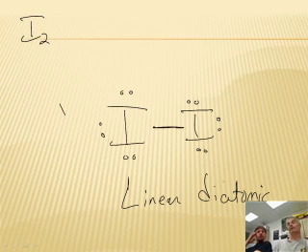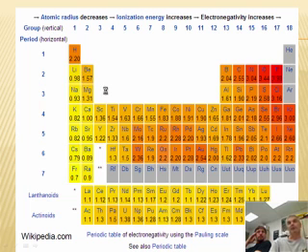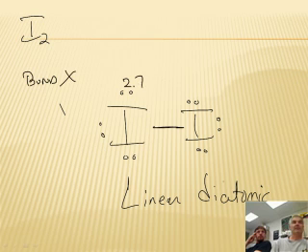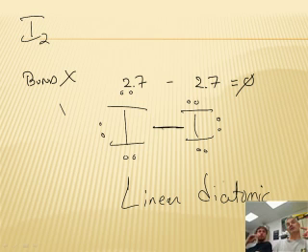I2. Now, this one's linear diatomic, but that's the same atom. The bond check is negative because I don't even know what the numbers are. We can look them up. But they're the same. It's 2.7. But 2.7 minus 2.7 is 0. Anything that's bonded to itself is nonpolar. So it doesn't pass that test.